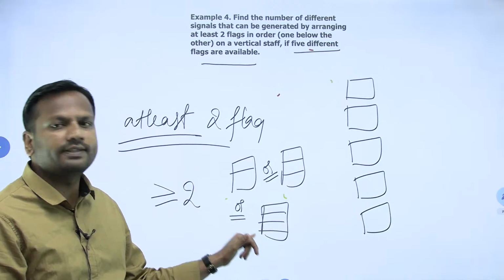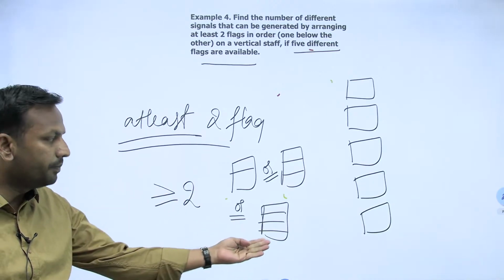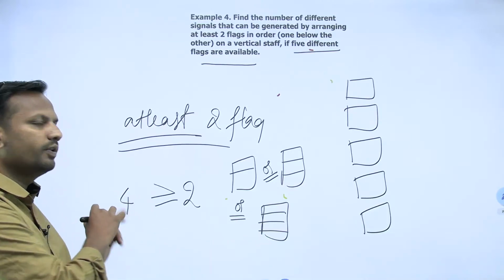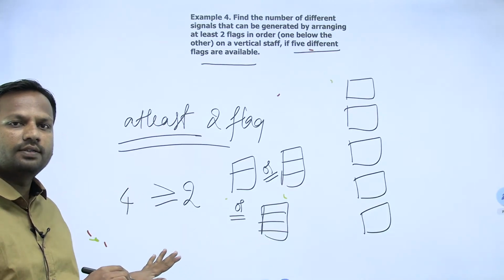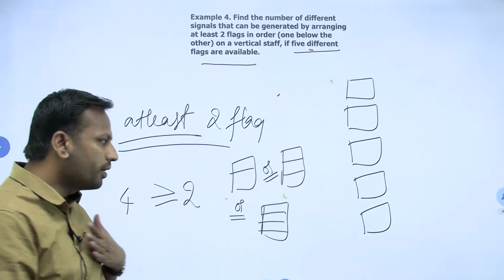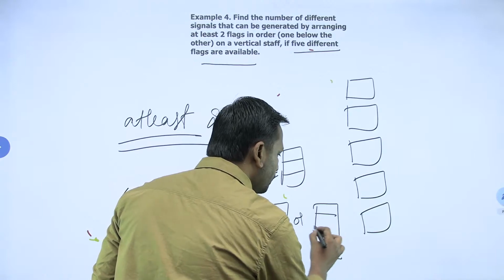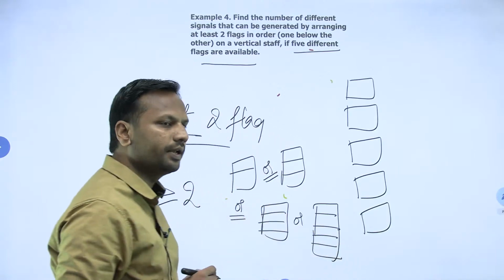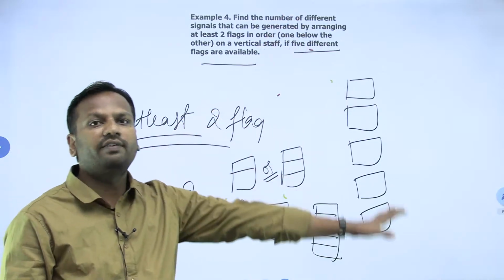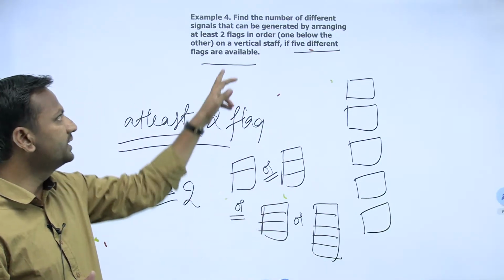Of course, it satisfies the given condition. What they are saying, minimum 2 flags you have to take. I'm taking how many flags now? 4 flags I'm taking. Is 4 greater than or equal to 2? Yes, I'm taking 4 flags to generate the signals. Or I can take all the 5 flags to generate the signals. One, two, three, four, five. I can take all the 5 different colors of flags. Of course, it satisfies the given condition.